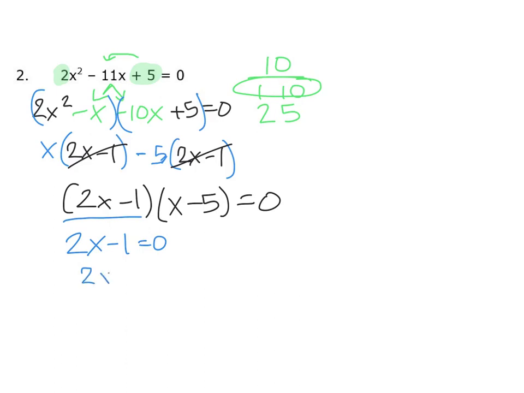Add 1 to both sides, we get 2x equals 1, which means x has a value of 1/2, or you could put 0.5. The second binomial, I have x minus 5 is equal to 0, which means x has a value of positive 5.